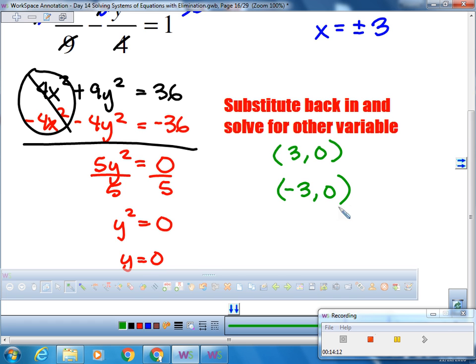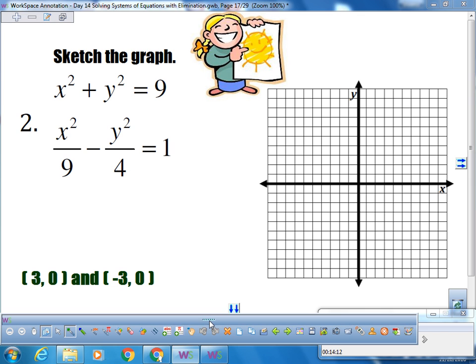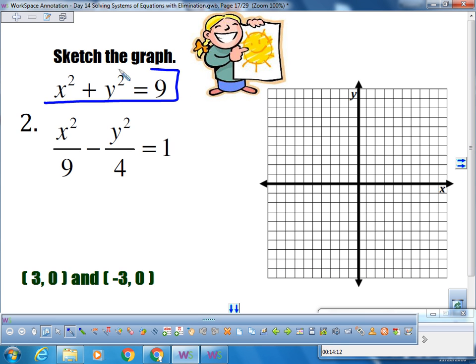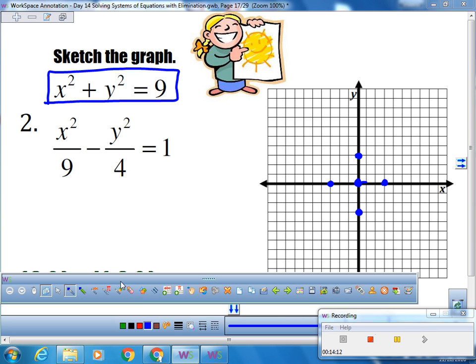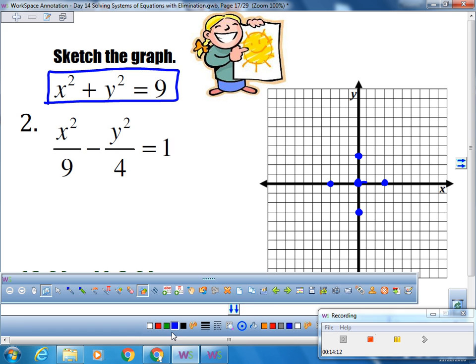How would I have 2 different solutions? Let's see. What's this conic? What kind of conic is this? It's a circle, right? It's centered at 0, 0, and it goes out 3 in every direction. Let's see if I can draw a nice shape with that. Circle.